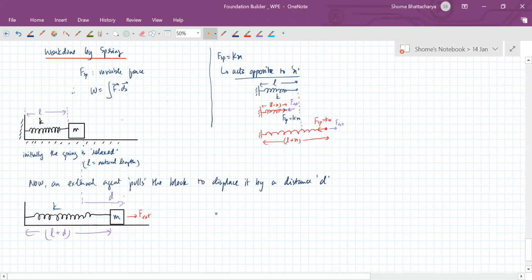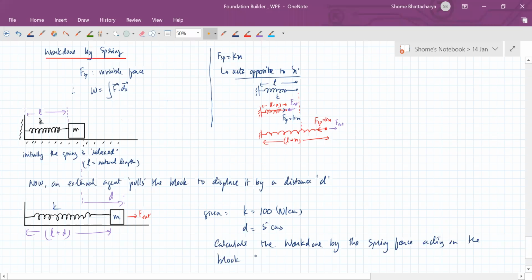So we have to calculate the work done by the spring force. So given that the spring constant is, let us say, 100 Newton per centimeter, and the distance through which we are pulling this is, let's say, 5 centimeters. We want to calculate the work done by the spring force acting on the block for its displacement through that distance. Okay. So this is what we'll have to implement to calculate this work. So just note down the situation first. We'll discuss how to go about this.